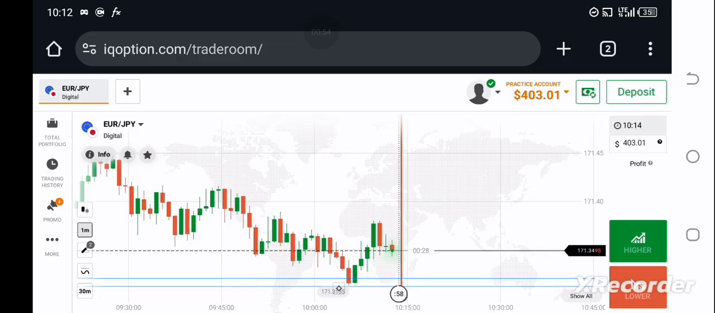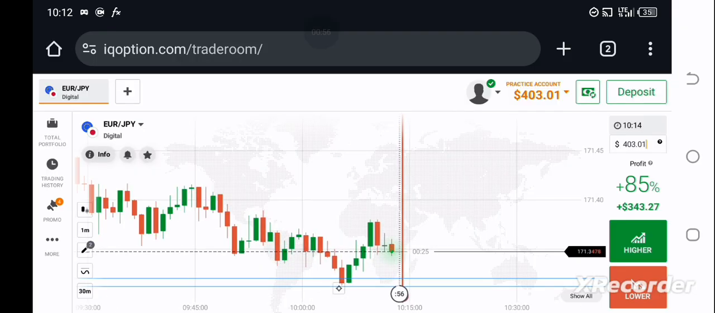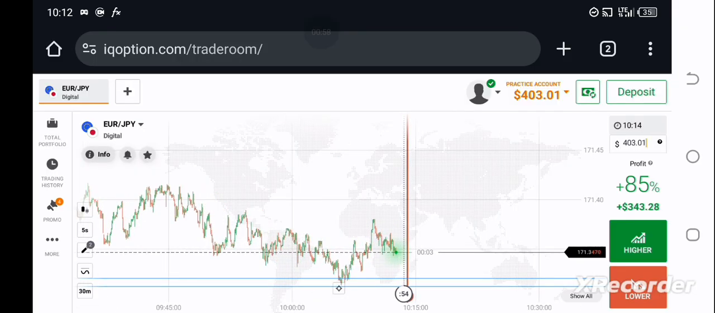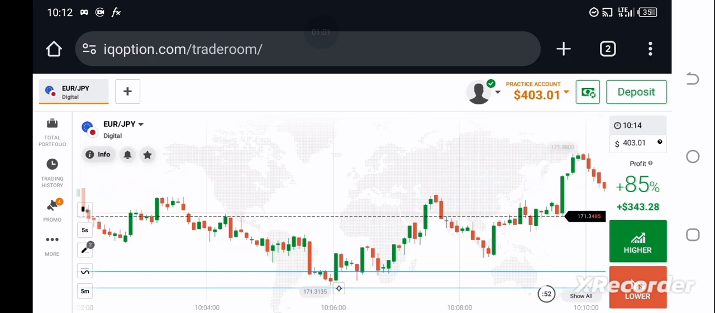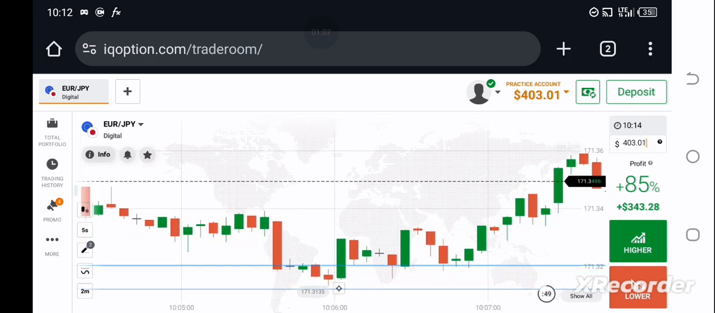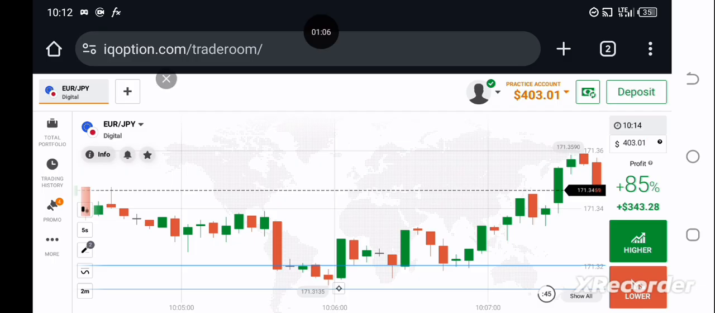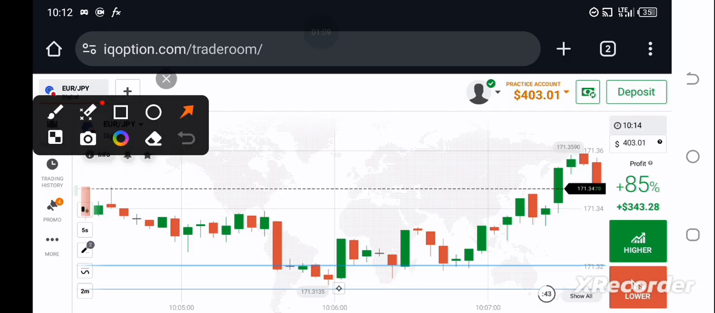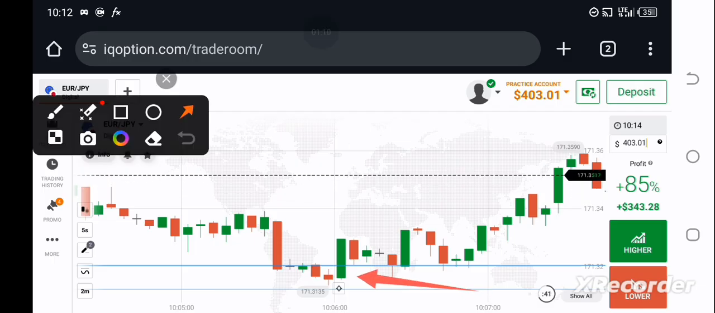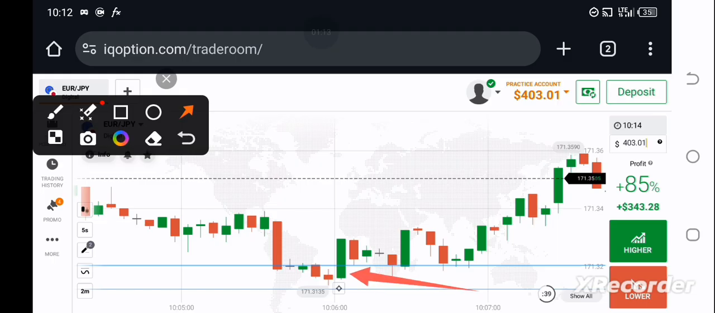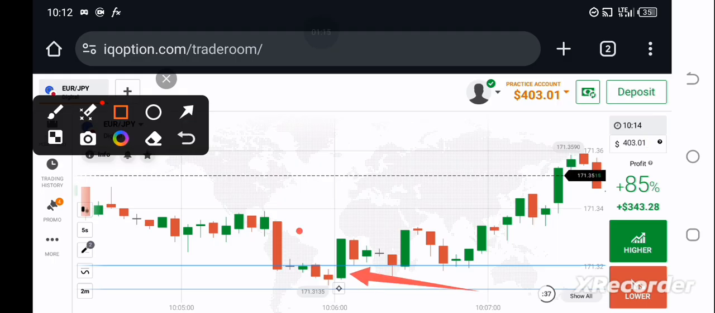How do you open your position? You can see you switch to the 5-second candlestick chart, the time frame. Look for a confirmation candle, just the way I taught you. Okay, look for a confirmation candle. So this is the bullish engulfing candle, and then look at this situation here.